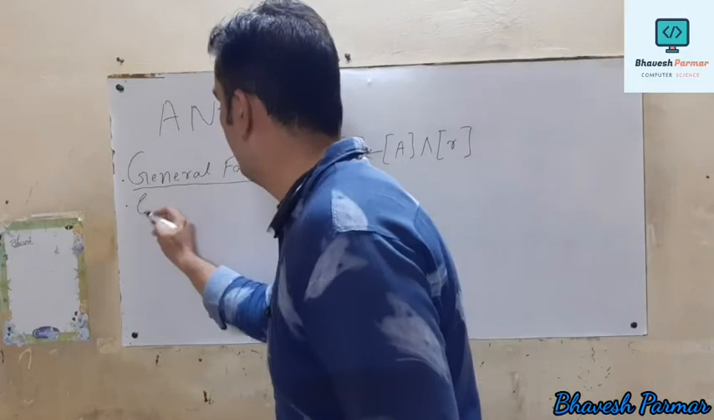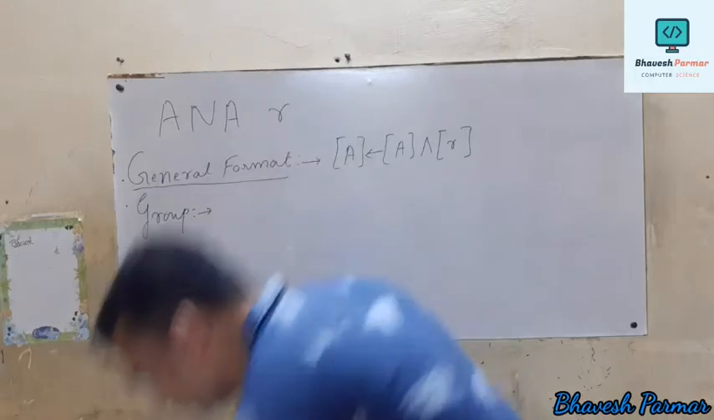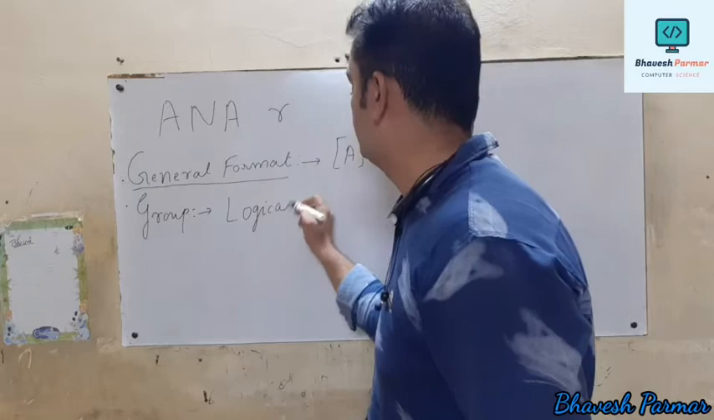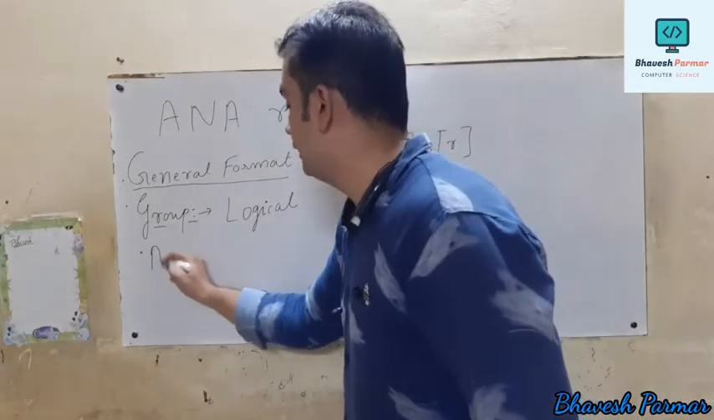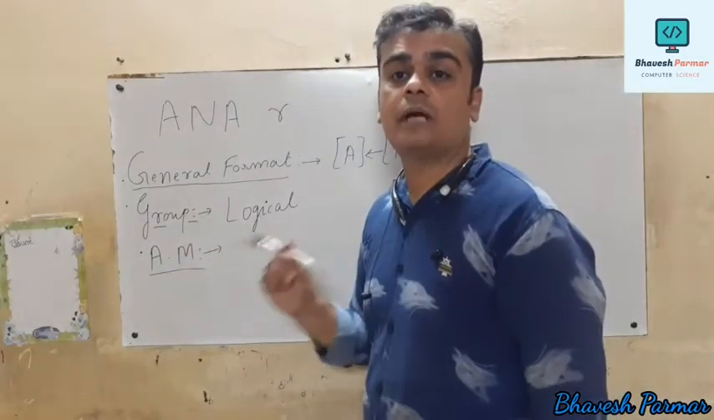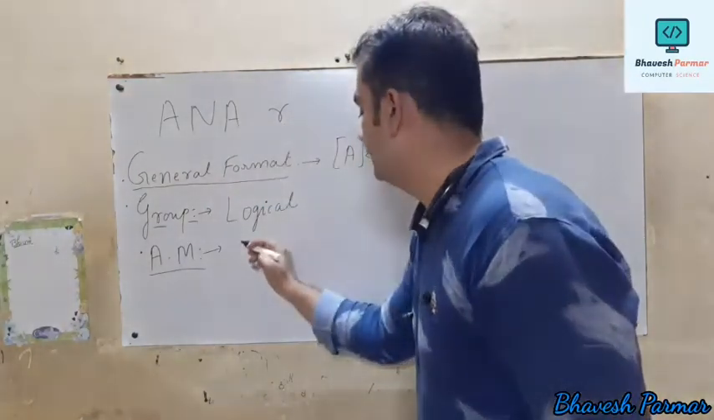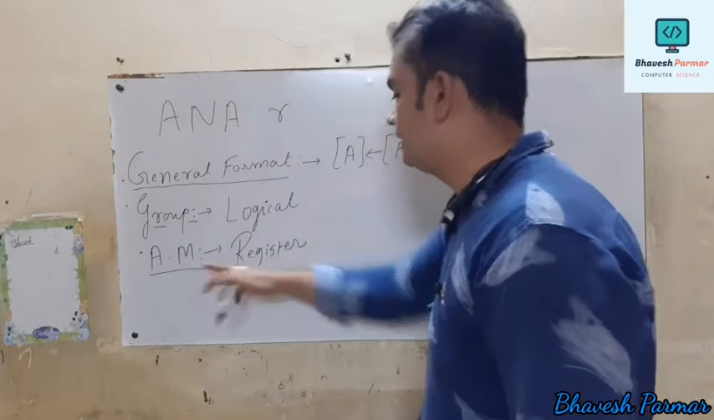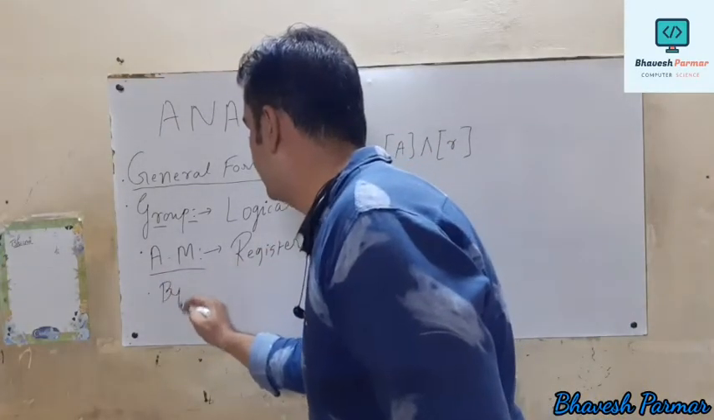Thereafter, our next point is group. This instruction belongs to the logical group of instructions. So group: logical group. Thereafter our next point is addressing mode. I am writing in short form, AM stands for addressing mode. Especially, we are performing the operation on a register, so that's why here I am going to write register addressing mode. Addressing mode is register addressing mode. And then my next point is bytes.